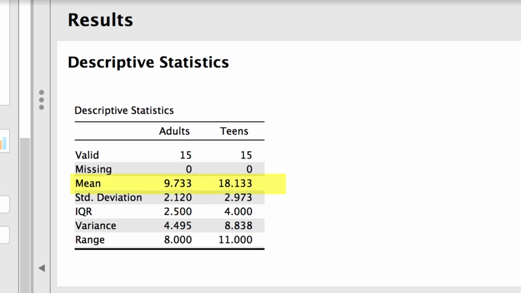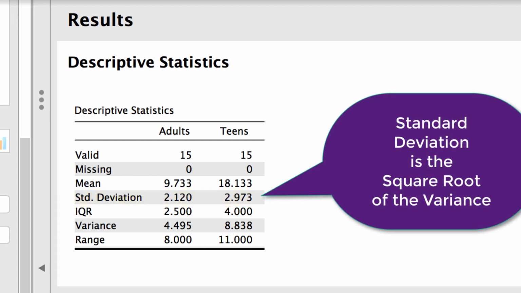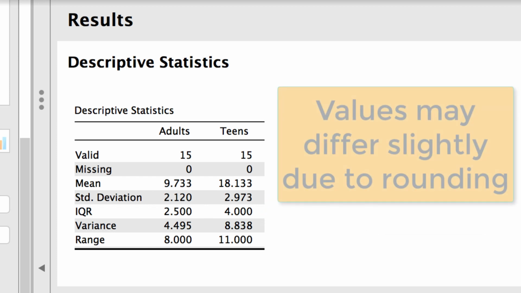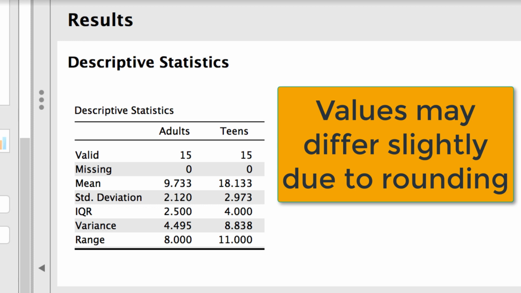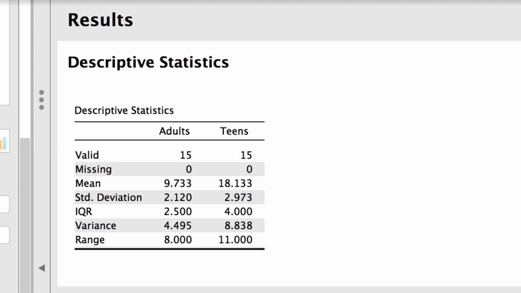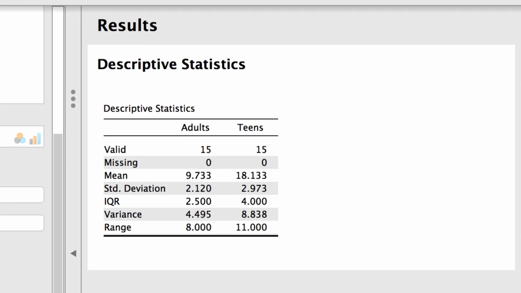We can see that teens use the word like approximately twice as often as the adults did, but that their standard deviations were similar, 2.1 versus 2.97. Remember that standard deviation is the square root of the variance. Also remember that values calculated by hand, such as we did in class, may vary due to rounding. If you're off by 1/100th of a point, it's probably just a rounding error.